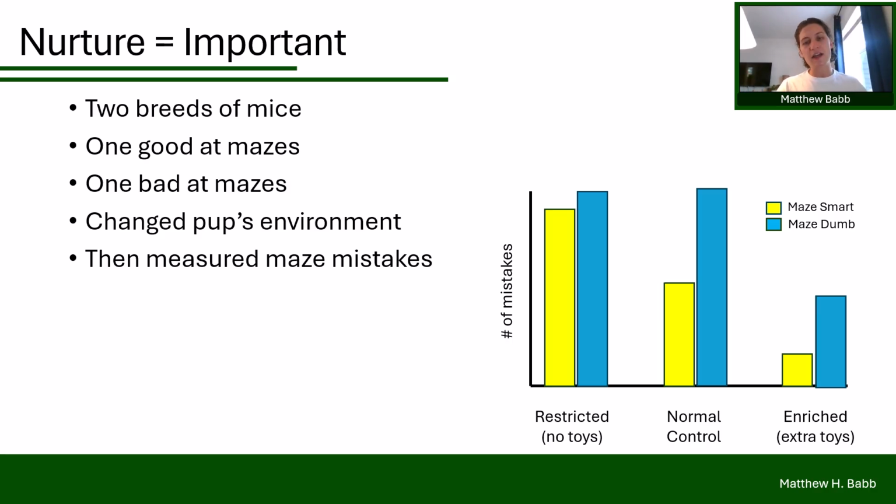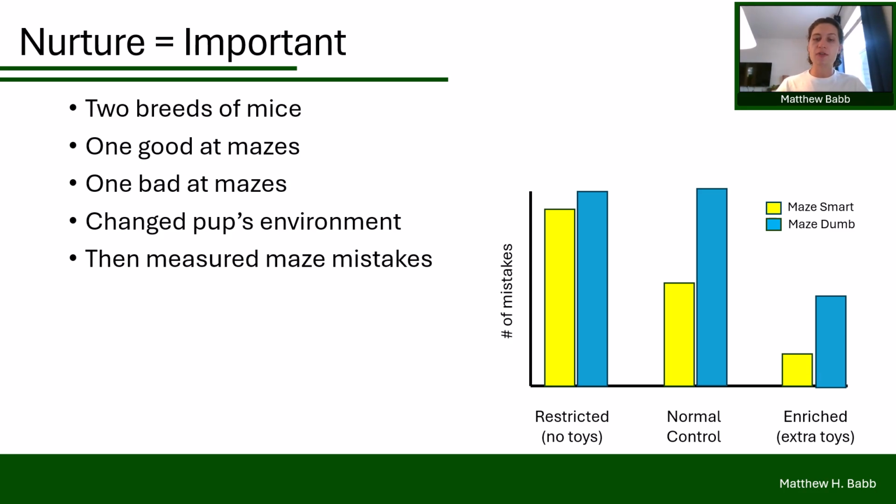And then what they did is they took a final generation, and they said, okay, we're going to change the environment. We know that there are bad mice and there are good mice at mazes, but we can change the environment from when they're born to see if that alters their ability to run the maze. Then they put these different groups of mice into different environments, and when they got older, they had them run the maze and measured the number of mistakes that they made.